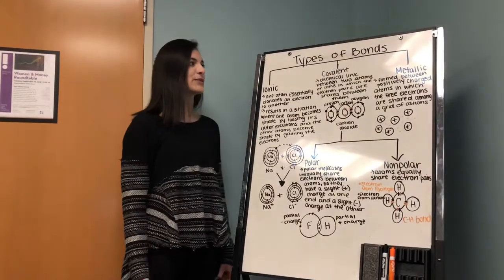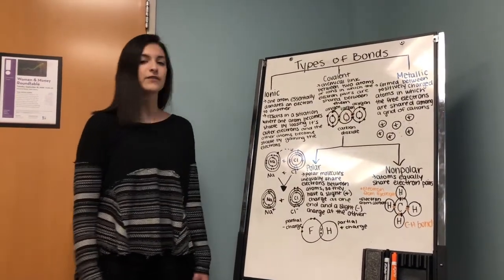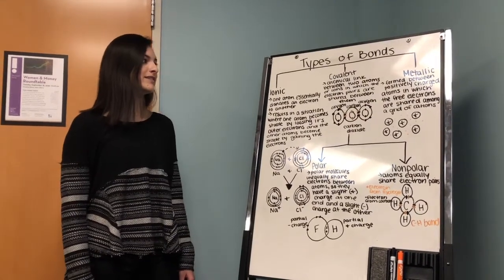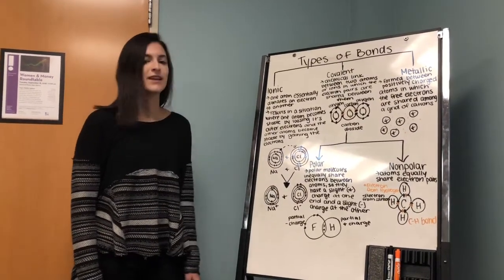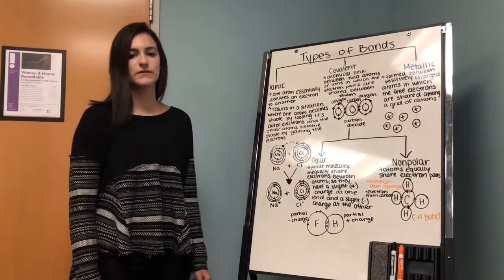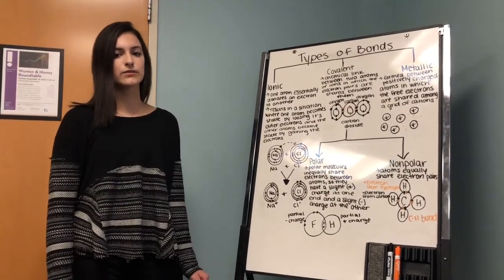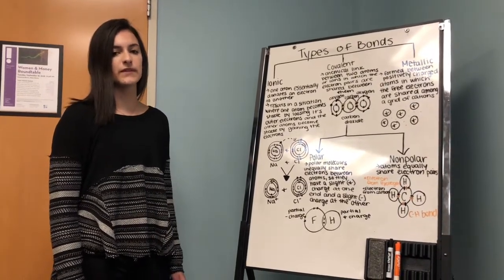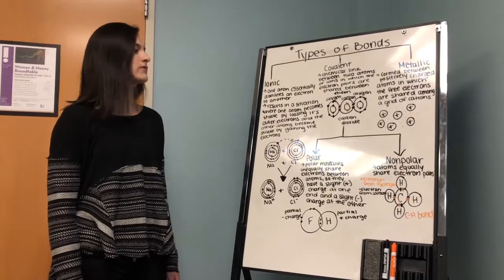The next type of bond we are going to be discussing is a covalent bond. A covalent bond is a chemical link between two atoms or ions in which the electron pairs are shared between them. A covalent bond may also be termed a molecular bond. Covalent bonds form between two nonmetal atoms with identical or relatively close electronegativity values. This type of bond may also be found in other chemical species such as radicals and macromolecules.